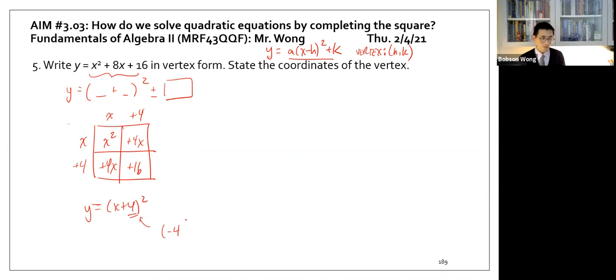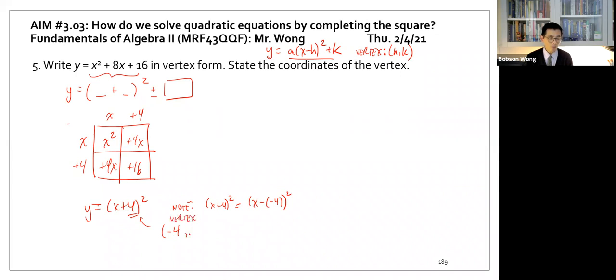And the reason why we can think about it like that is that we could say the following, that x plus 4 squared is really like x minus -4 squared. But minus a negative number is the same as plus a number. So in this case, we can think of this as x minus -4 squared, which means that the x coordinate of the vertex is -4.